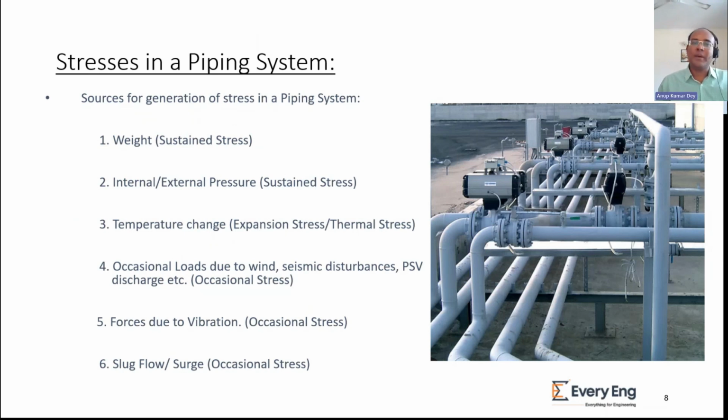Now, stresses in a piping system. Stress analysis is all about stresses, and where those stresses are generated from, or what the main causes are. The main cause, first, is weight. Every element, each item of the piping system, will have its own weight. And as we know, stress is defined as force per unit area, as we studied in our BTech or in our engineering. So for the generation of stress, there has to be some kind of force, and these are the forces that cause the stress.